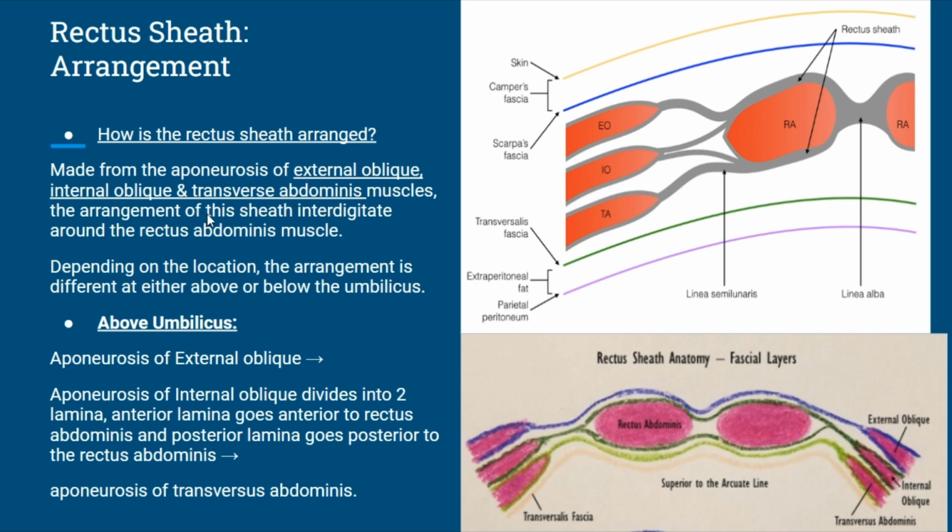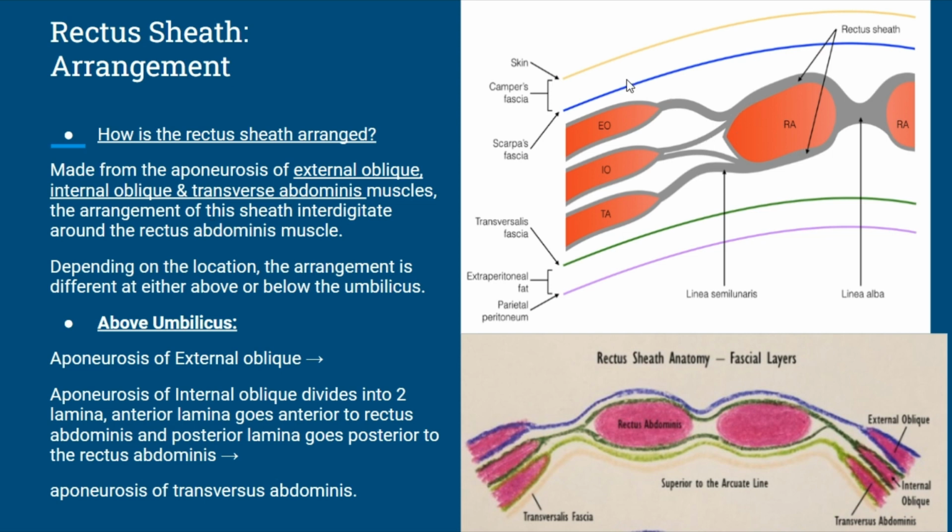The arrangement of this sheath interdigitates around the rectus abdominis muscle. So the rectus abdominis muscle is very important for the rectus sheath arrangement. Depending on the location, the arrangement of the fibers, or the arrangement of the aponeurosis, is different. So let's start with above the umbilicus.